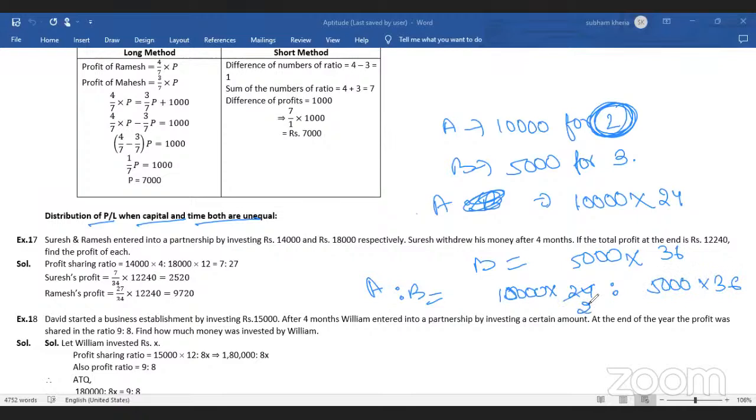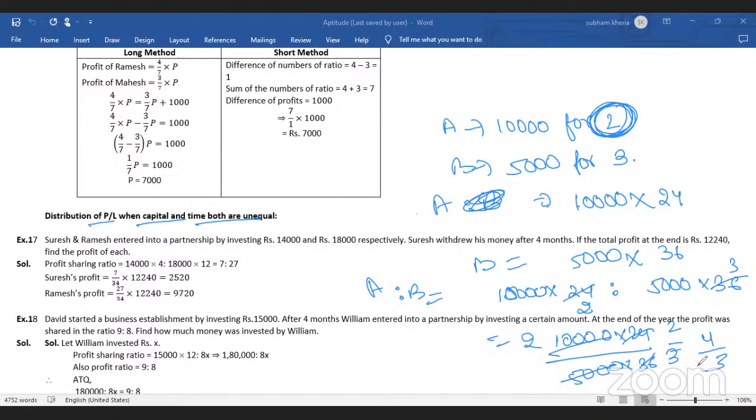You can cancel: 12 twos are 12. What does this mean? This means they are in fraction. 10,000 into 24 by 5,000 into 36. Try to cancel 12: 3 twos are 12, 3, so you are getting again 2 by 3, no problem. But in various cases the question will be given in months, so it is better for us to convert the number of years into months, and here you will get 2. So the ratio is 4:3.